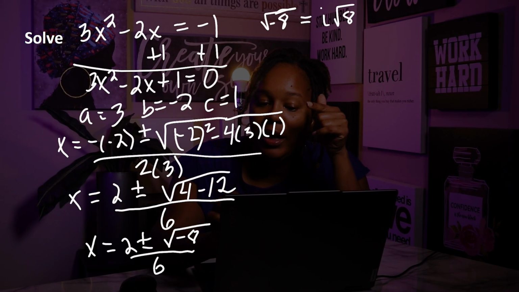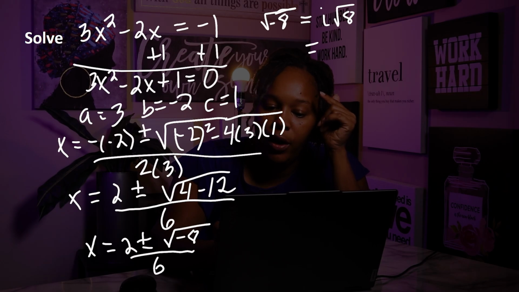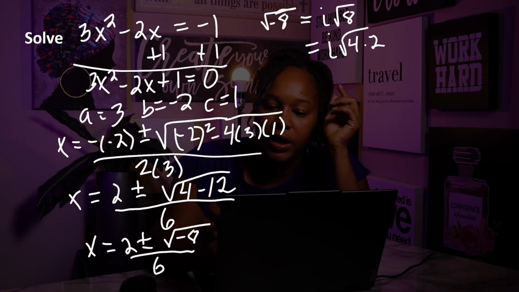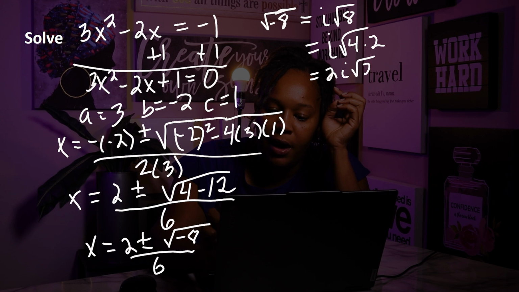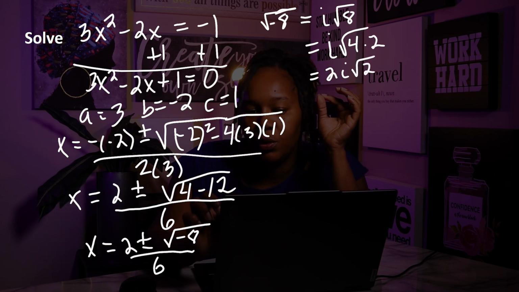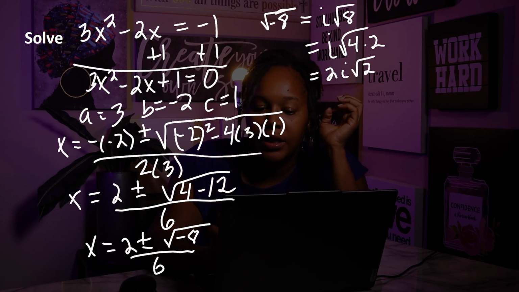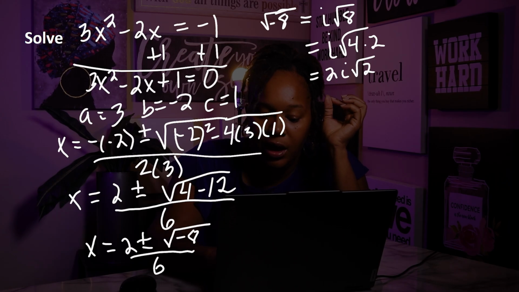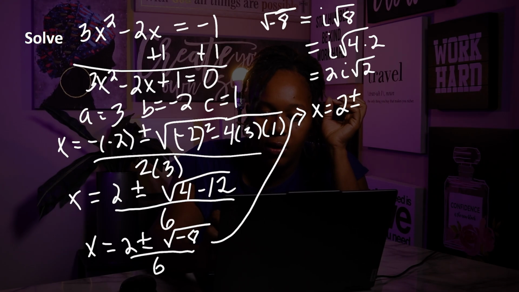And if you notice, 8 is a product of 4. 4 is a perfect square. So that's 4 times 2. Well, the square root of 4 is 2. So we can pull out that square root of 4, which is 2. And I'm going to write it in front of the i. And so that gives me 2i square root of 2. All right. And so that is what the square root of -8 equals. So I'm going to come and take this part right here, and I'm going to rewrite that as 2 plus or minus 2i square root of 2 all over 6.